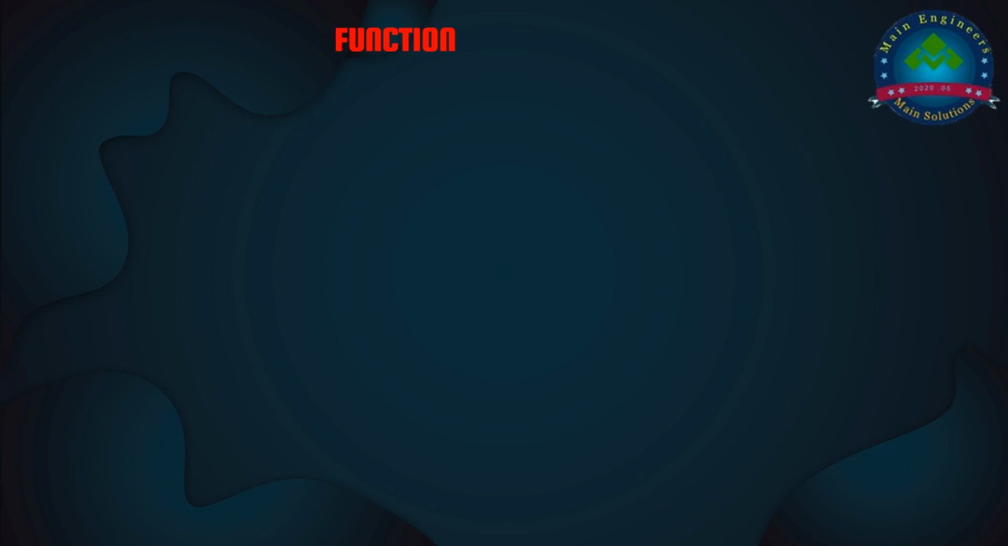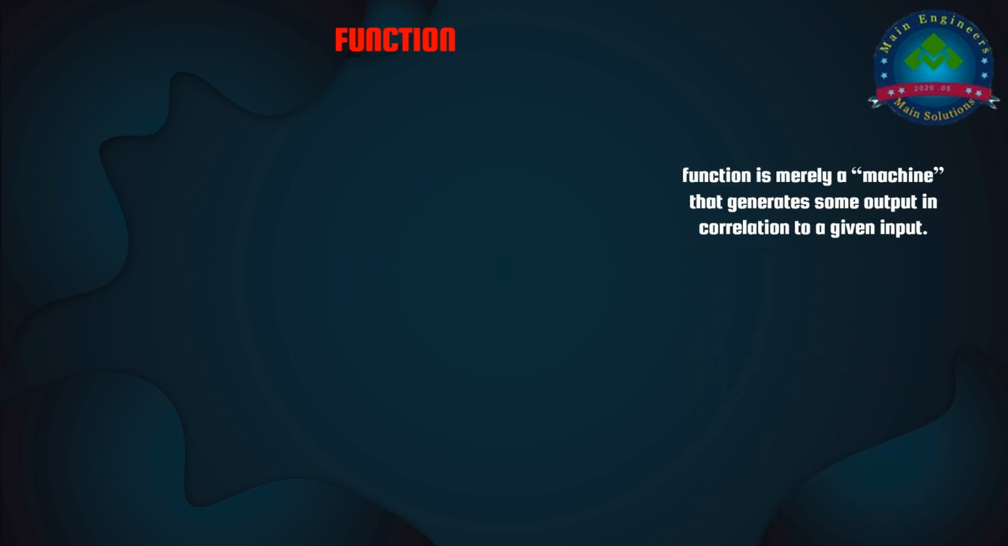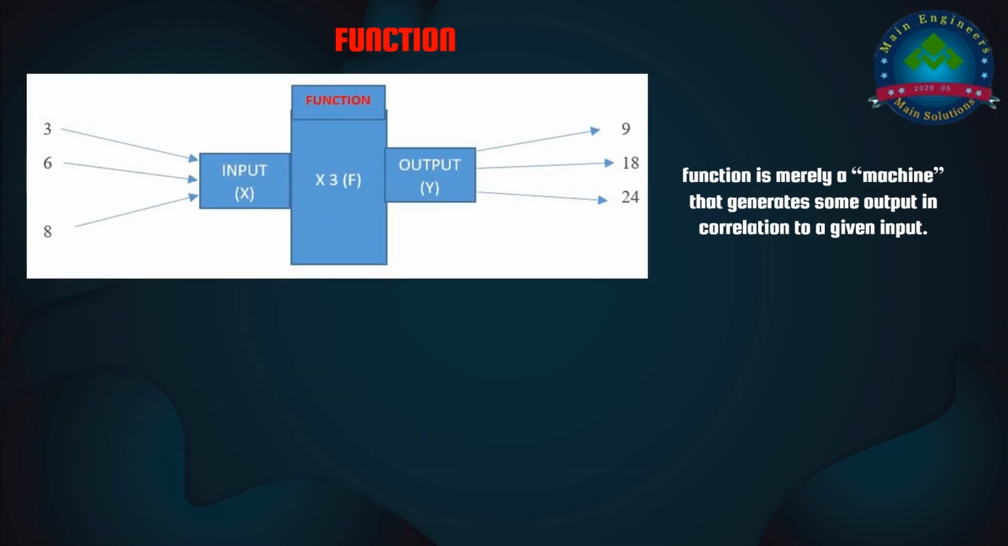So here comes the function. Function is merely a machine that generates some output in correlation to a given input. So if you provide some input, the function will provide some output. Let's elaborate this definition. Here let's draw a box which is considered as a machine, which will take some input and provide us the output. Let's denote the input as x and output as y, and the machine will multiply any given input by 3.